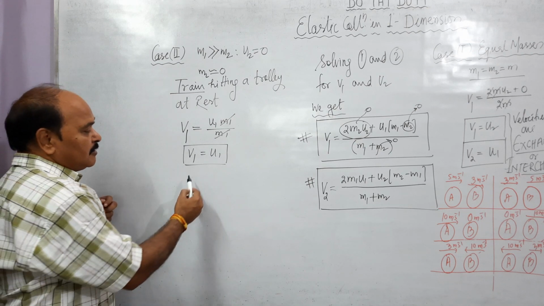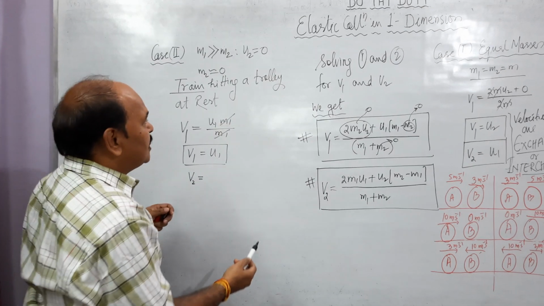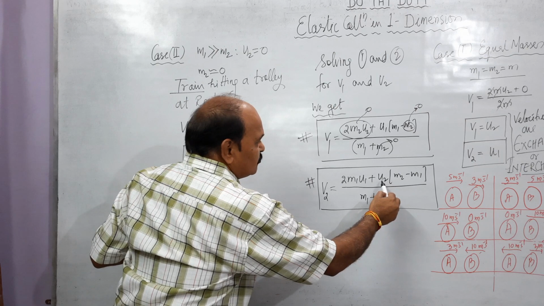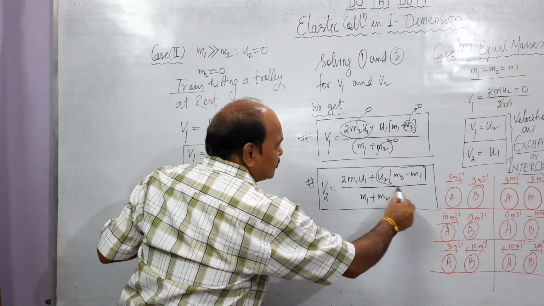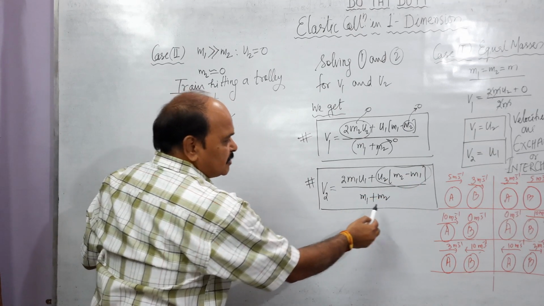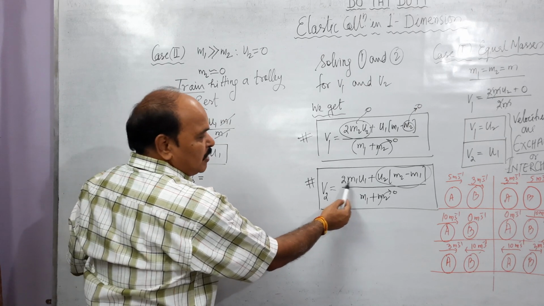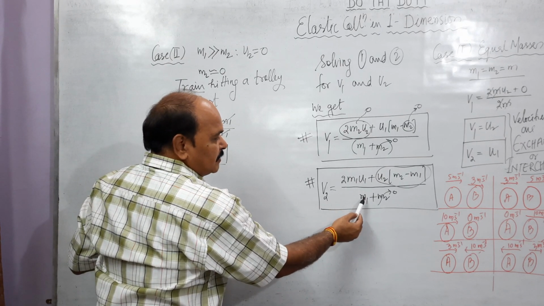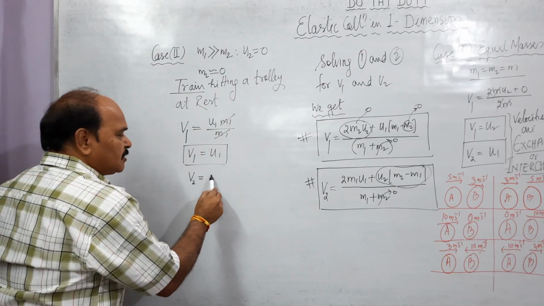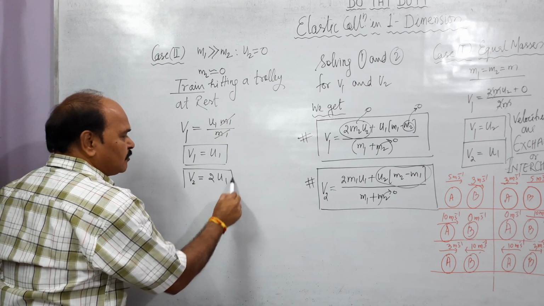But what happens to velocity v2, that is the velocity of the trolley? As usual, m2 is 0, therefore this term is going to be 0. u2 is 0, therefore this whole term is going to be 0. And this is already 0 because m2 is much smaller than m1. Therefore, we get 2m1 u1 upon m1. This m1 cancels out with this m1. We get v2 as 2 times u1.